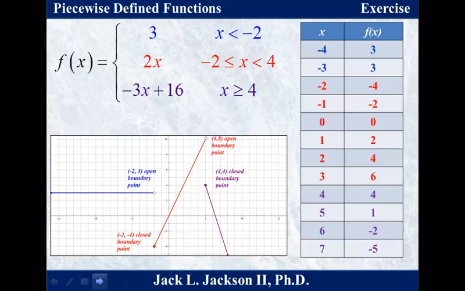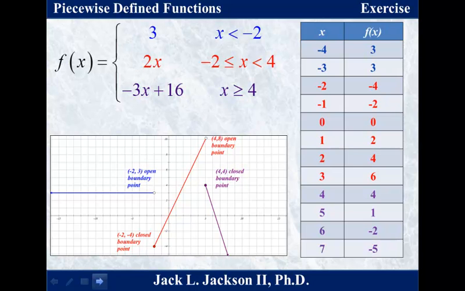Pretty simple. When we go from -2 to 4, including -2 but not including 4, so the integer values, that would be -2, -1, 0, 1, 2, and 3, but not 4. So those are the ones that are red in the table, and that uses the formula 2 times x for the y. And so you can see that -2 doubled is -4, -1 times 2 is -2, 0 times 2 is 0, and so forth. And so we get those values.